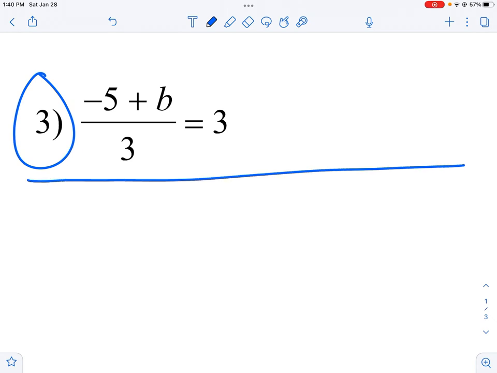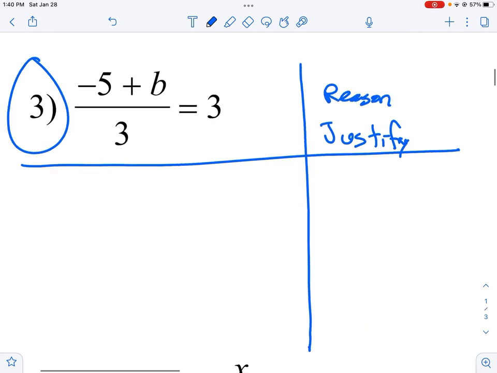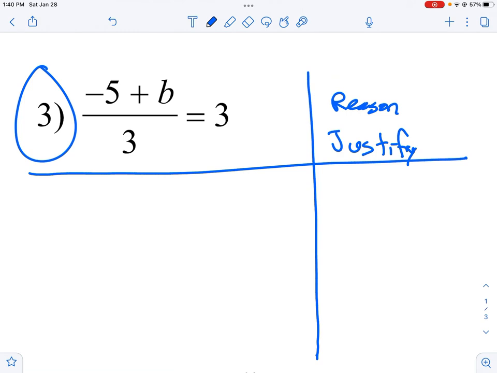Here's your start, and you got to make a little t-chart. On the right side, we're going to justify what we're doing. Or you can say like reasons or something like that. But on the left side, we're going to do the solving. Right side, we're going to say what the properties are.